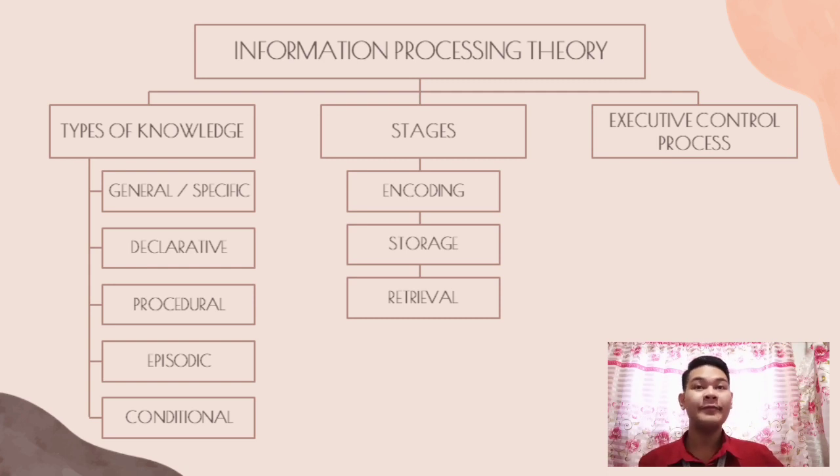Okay? Do you understand? So, in the next slide, we have here the information processing theory organizer. Makikita natin on the left side, we have the types of knowledge, sorry. And dito, makikita natin yung 5. And these are general or specific, declarative, procedural, episodic, and conditional. Mamaya, I will explain each one of them. And in the center naman, makikita naman natin yung stages. These are the 3 primary stages of information processing theory. We have encoding, storage, and retrieval. Kanina, napag-usapan na rin natin to sa definition ng information processing. Yung enter, which is the encoding, storing, the storage, and retrieving, the retrieval.